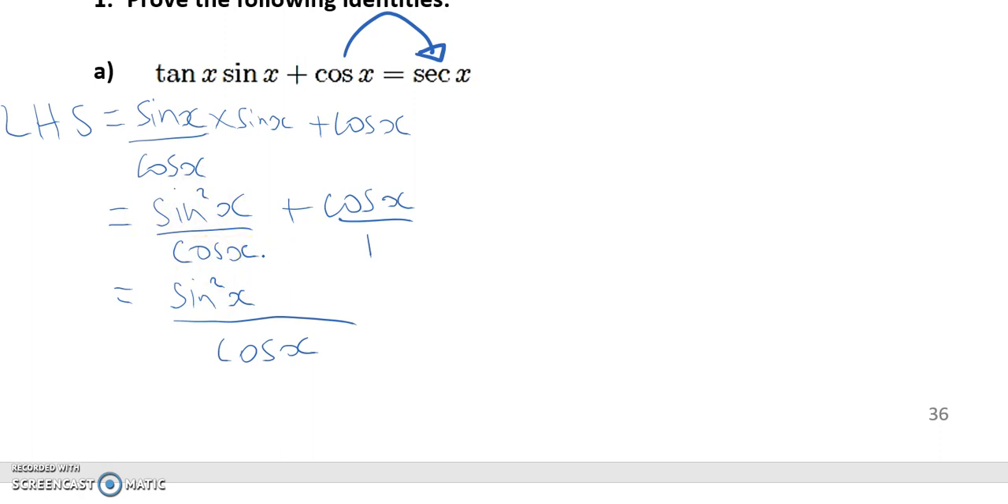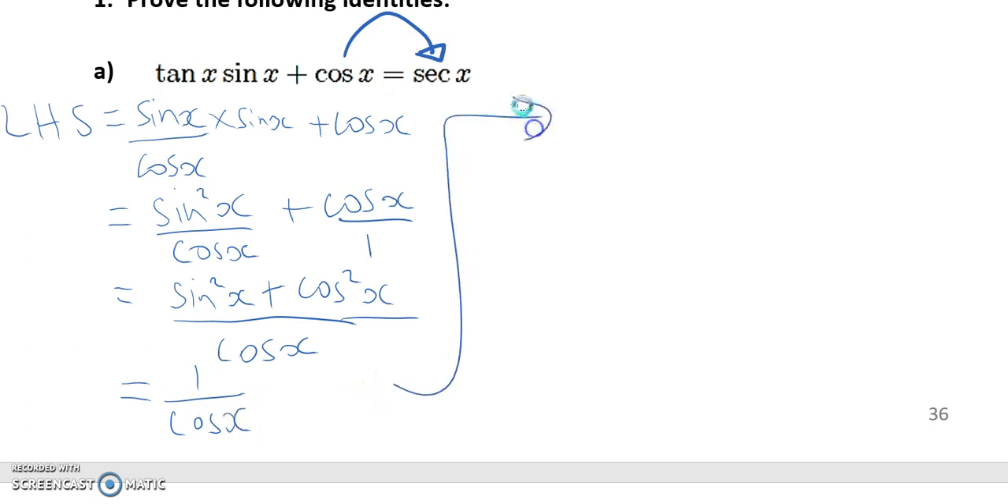However, on the right, I need to multiply by a cos x because I've got a 1 there. So I put my plus, and then this would become cos squared x on the top. Now, I know my special Pythagorean identity says sine squared x plus cos squared x is 1. So I end up with 1 on cos x. And going up here, that actually happens to equal sec x. And that is equal to the right-hand side. And that's where I'm finished this proof.